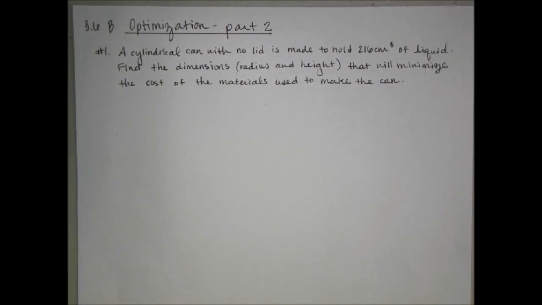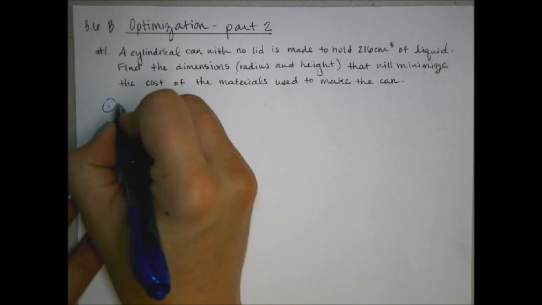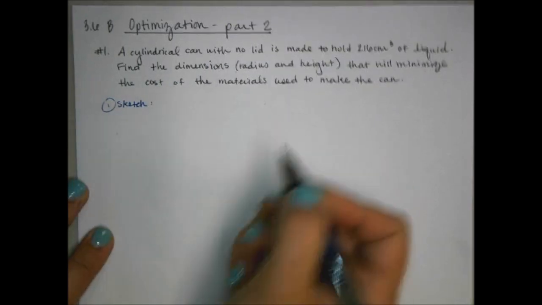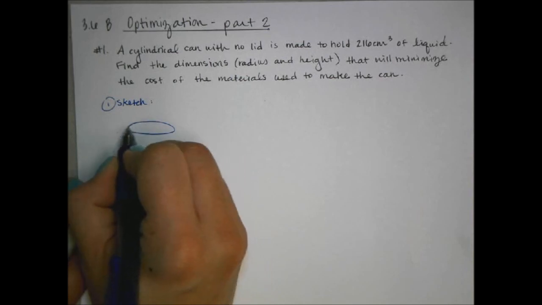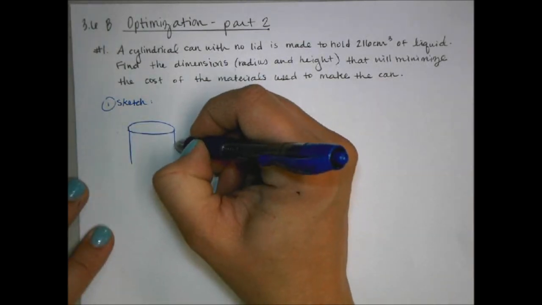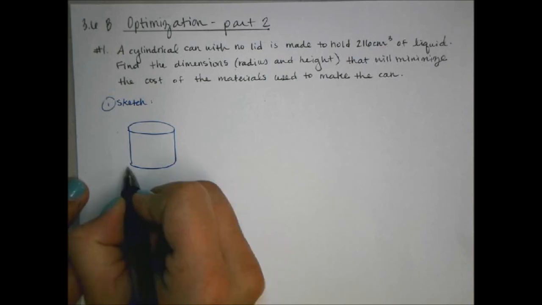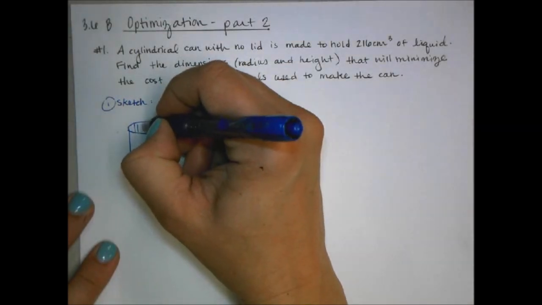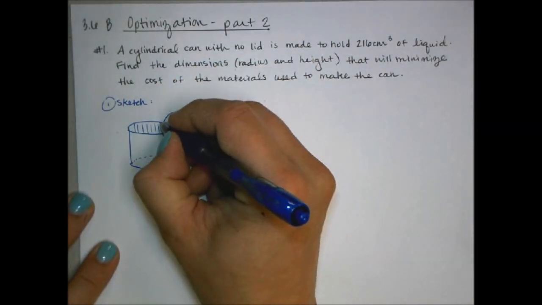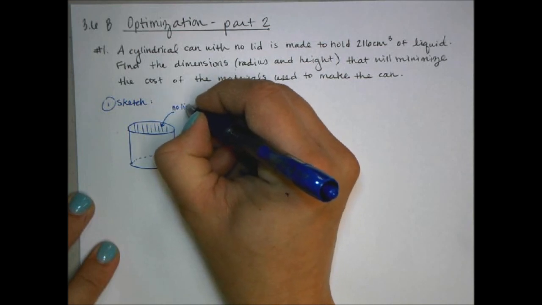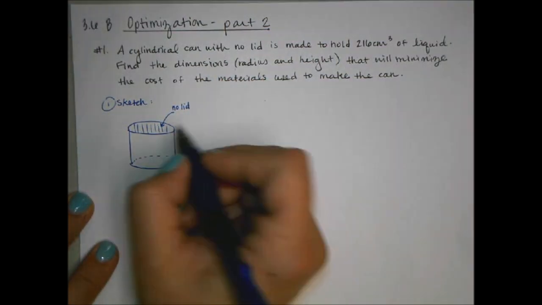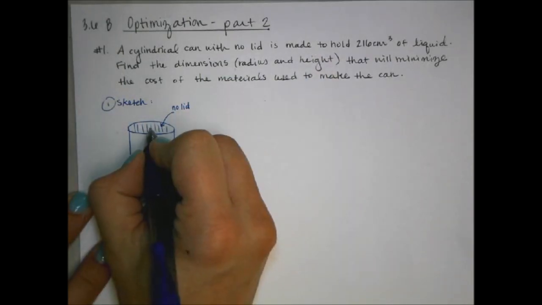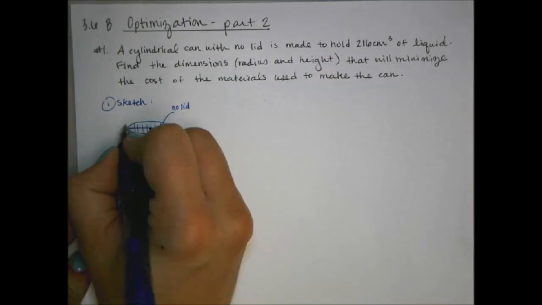All right, step one, we always want to draw a picture out. We need to draw our picture and label it. So we're going to have a sketch here of a cylinder. It is open at the top, or no lid. Then we have our two variables here. We have the radius and we have the height.